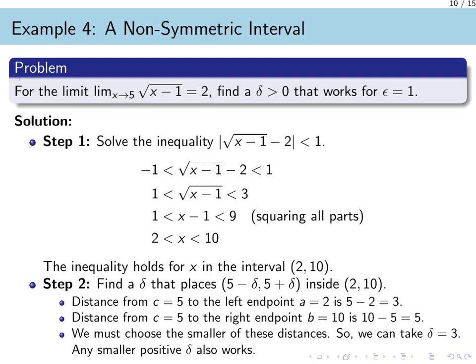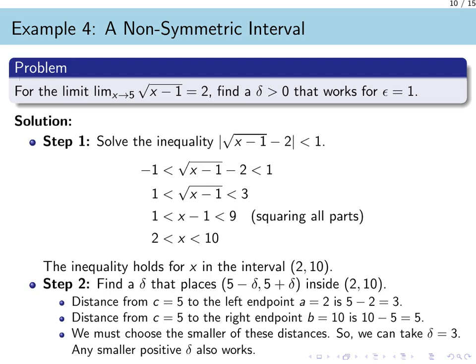Now let us see how to find a suitable delta when our function creates a non-symmetric interval for x, a common situation with nonlinear functions. We want to prove the limit of the square root of the quantity x minus 1 as x approaches 5 is 2 for a given epsilon of 1. First, we solve the inequality where the absolute value of our function minus the limit is less than 1. The algebra shows that this holds true for any x inside the open interval from 2 to 10.